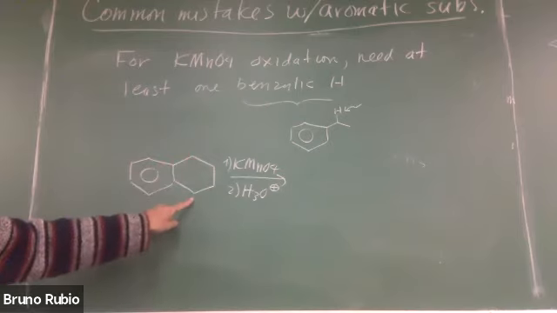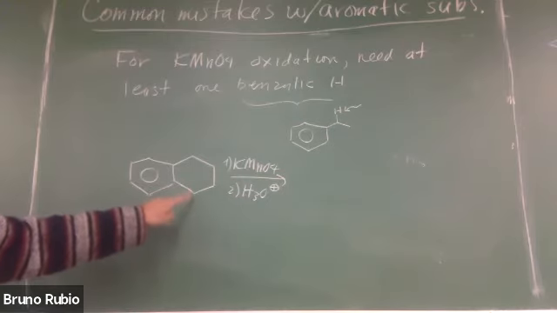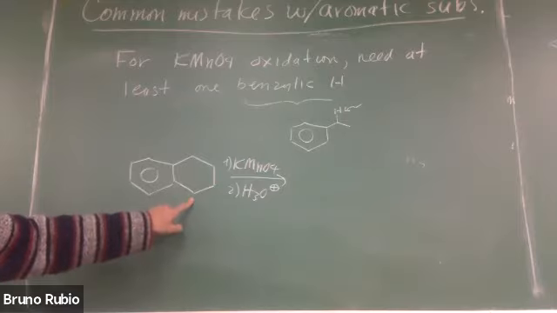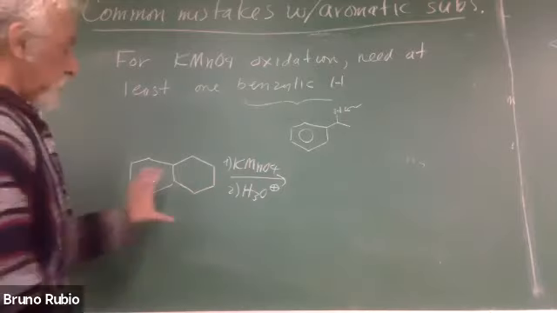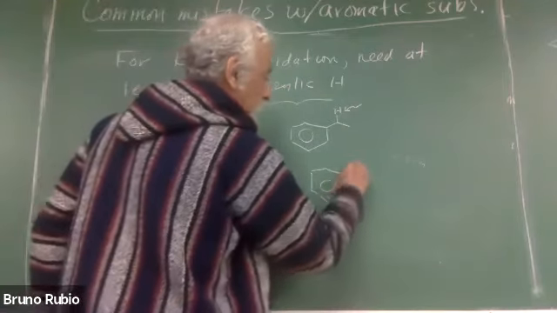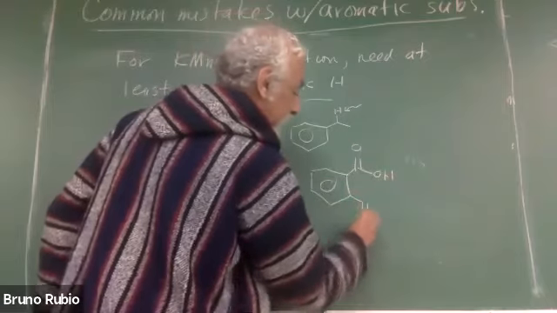There's another benzylic carbon down here. Are there any benzylic hydrogens there? Yep, there's at least one. In fact, there are two. So this carbon is going to be oxidized. And so the product here is going to be this benzene 1,2-dicarboxylic acid.